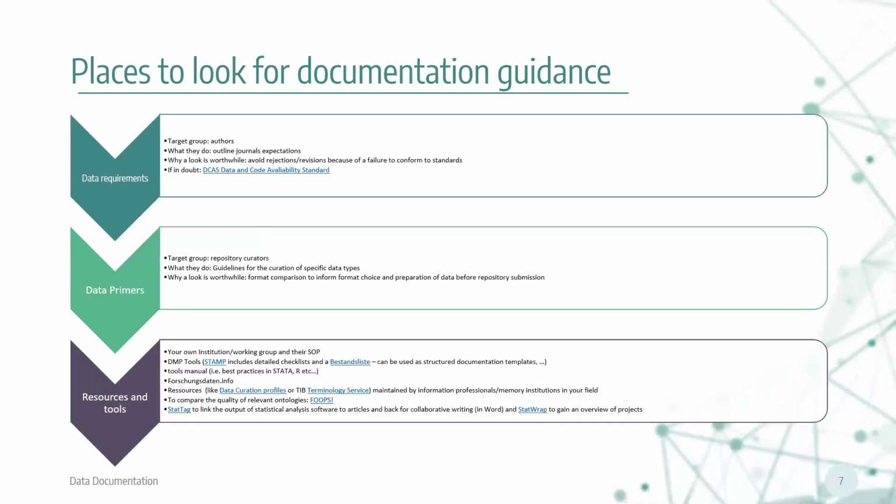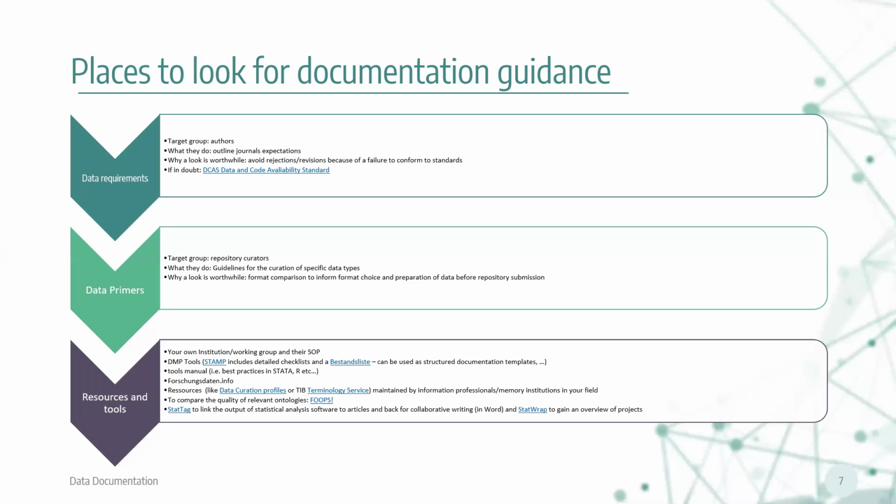But where you can go and look for guidance for documentation is you can look at the data requirements of journals. There, you as an author are the target group, and you can try and find out what you need to do to fulfill those. You can look at the data primers of the data curation network. The normal targeting group would be data curators, but as you can compare what the different formats entail, that's a really good shot at choosing a format that needs not so much extra work when handing it into a repository.